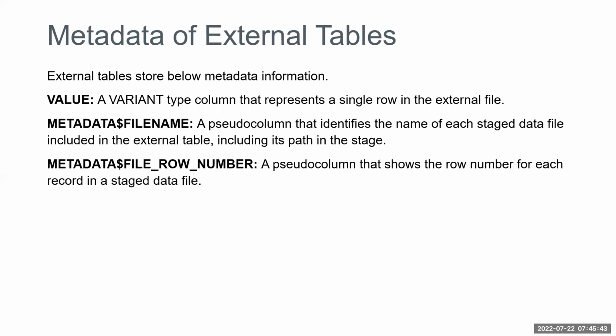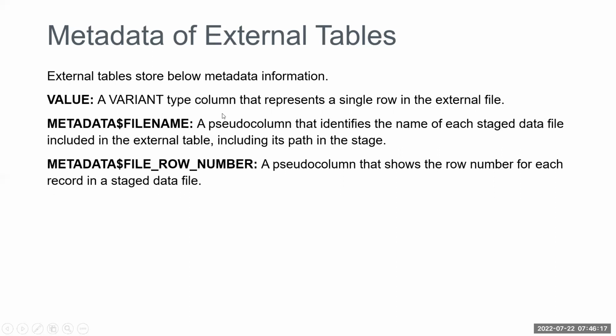Okay. So this is the external table, and the external table stores the below metadata information. The first one is value. Value is nothing but it stores the complete record. How does it store? We have seen the variant type, right? While processing semi-structured data, we were storing the entire file into one variant field. Like that, here the data type of this value field is variant. It stores the entire record.